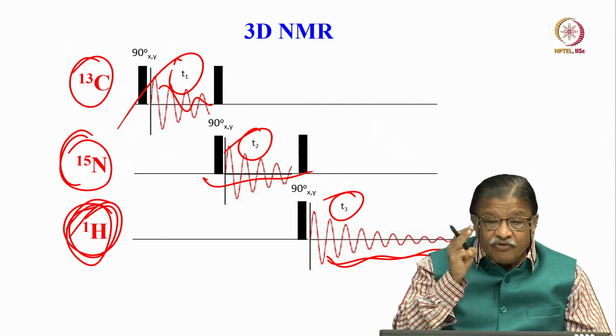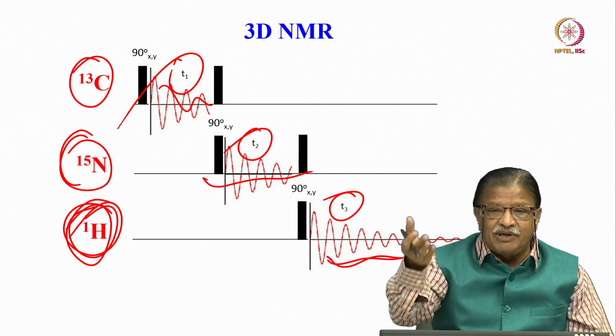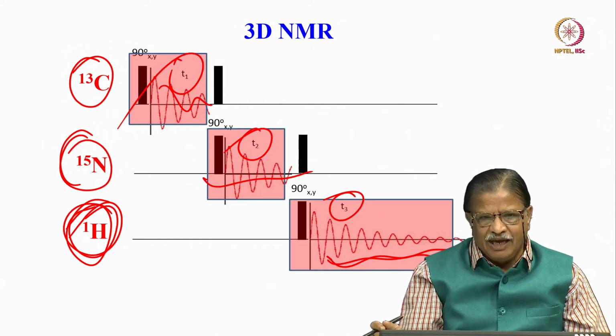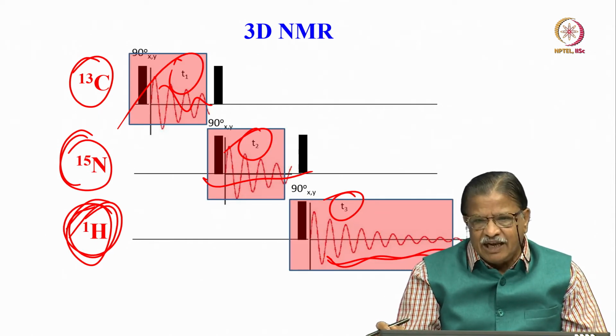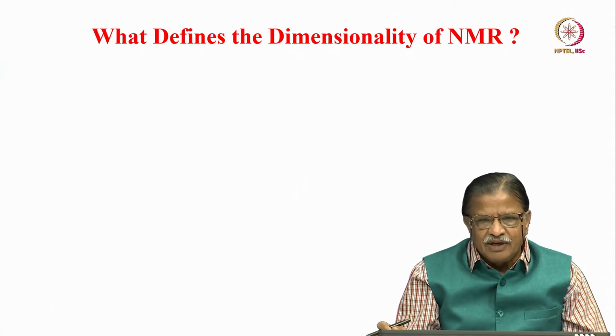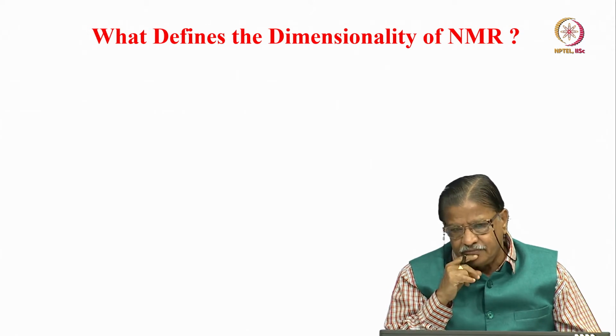You have to do Fourier transformation in each time period. You get frequency in 3 dimensions. It is a 3-dimensional NMR spectrum. Okay. So, this is what it is, 3 dimensions are highlighted here, 3 time periods and 3-dimensional NMR. So, now the question is, what defines the dimensionality of NMR?